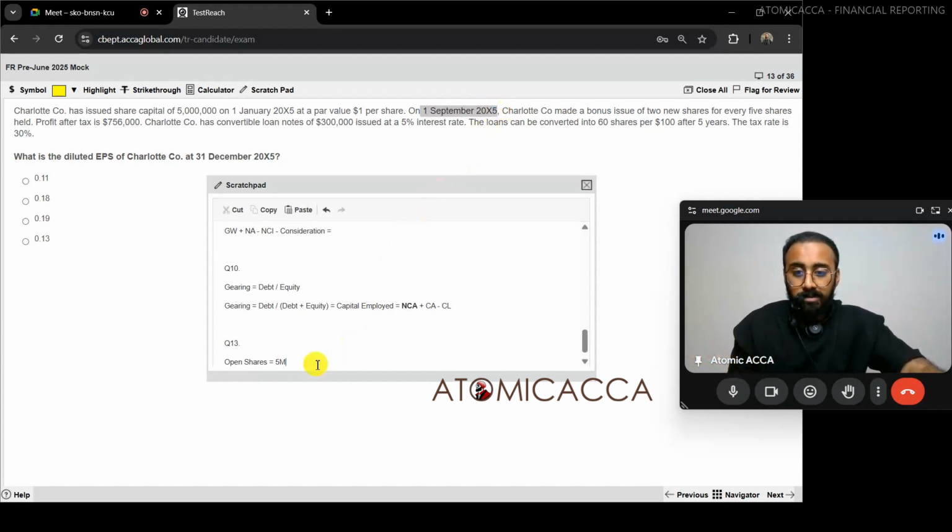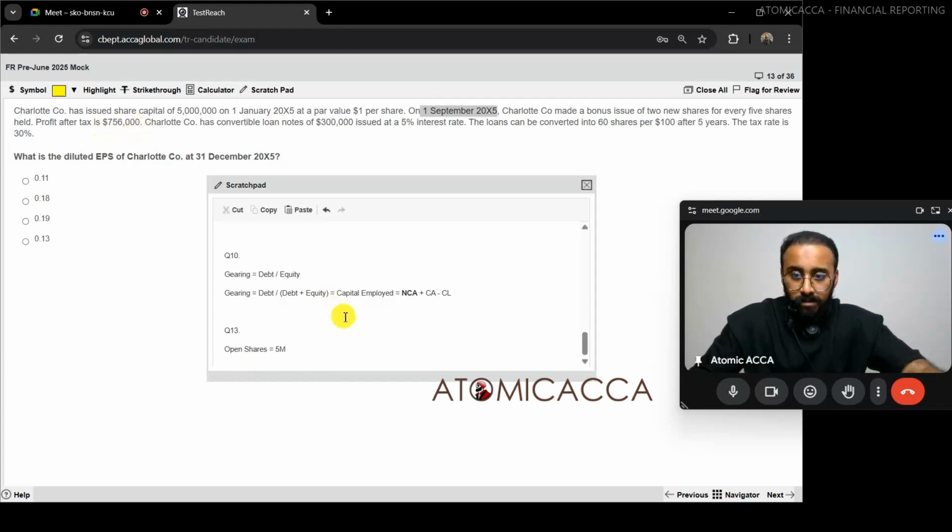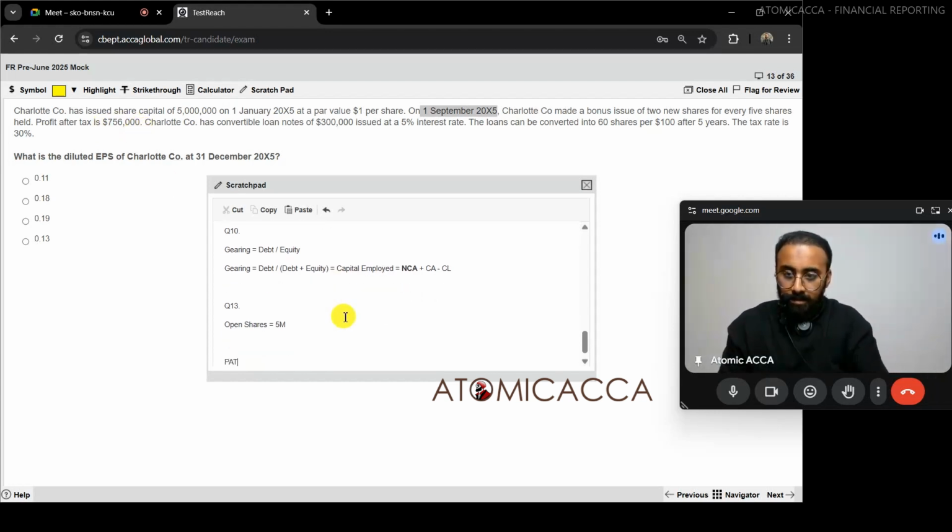So after 8 months, the company made a bonus issue of 2 new shares for every 5 shares the company is having. Okay, profit after tax is 756,000. Okay, we'll just write that over here. Profit after tax is equal to 756,000, and company has a convertible loan note of 300,000 issued at a 5% interest rate.